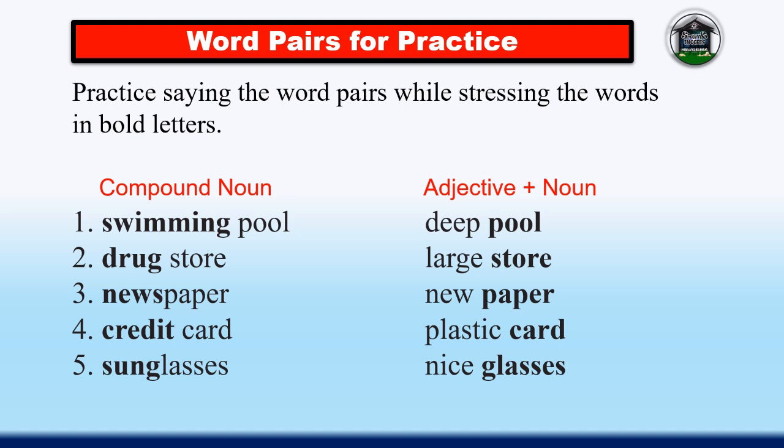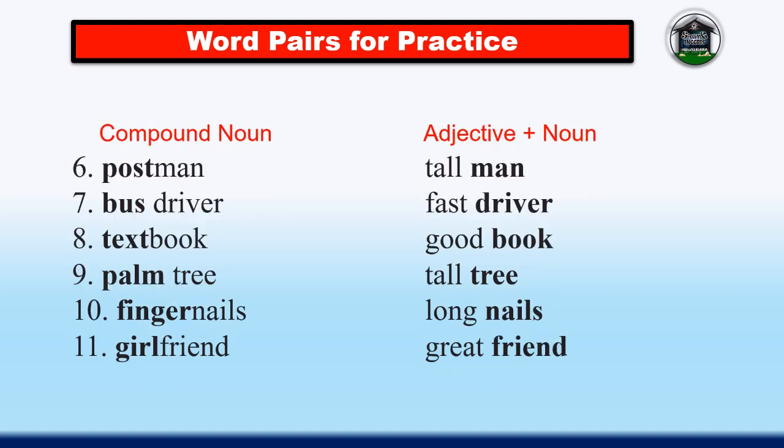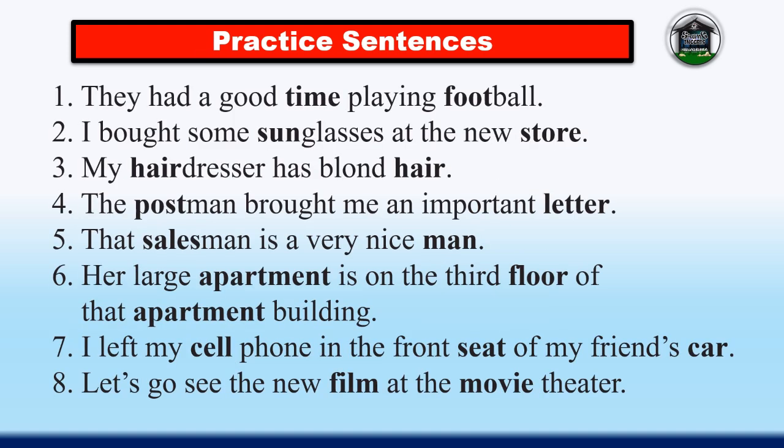Credit card. Plastic card. Sunglasses. Nice glasses. Postman. Tall man. Bus driver. Fast driver. Textbook. Good book. Palm tree. Tall tree. Fingernails. Long nails. Girlfriend, great friend. Sentences for practice.